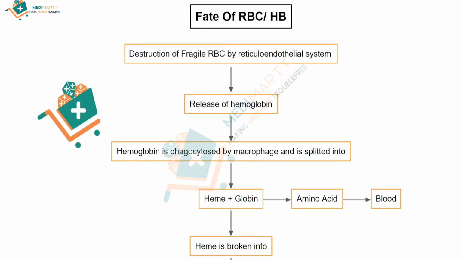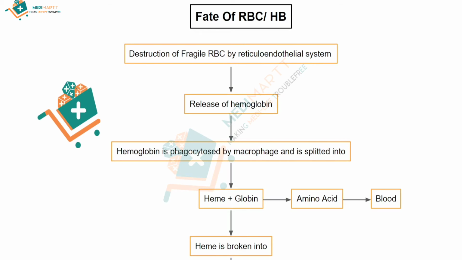As you know, hemoglobin is present in the RBC, so when it is destroyed, hemoglobin will be released. Now hemoglobin is phagocytosed by the macrophages. What is the function of macrophages? The function of macrophages is phagocytosing. So that's the thing.